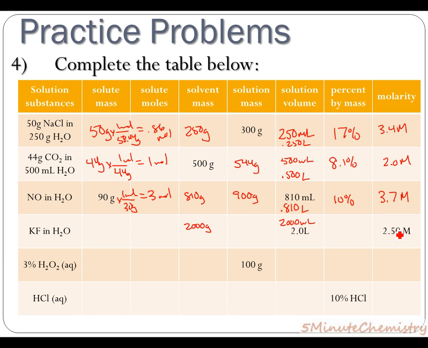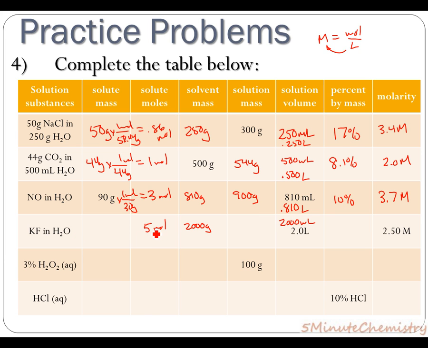What I'm going to do now is use the molarity, and I'm going to multiply molarity times the volume in order to find the number of moles, okay? Because molarity is moles per liter. Liters times molarity gives you moles. So 2.5 times 2 gives you 5 moles. So 5 moles of KF.